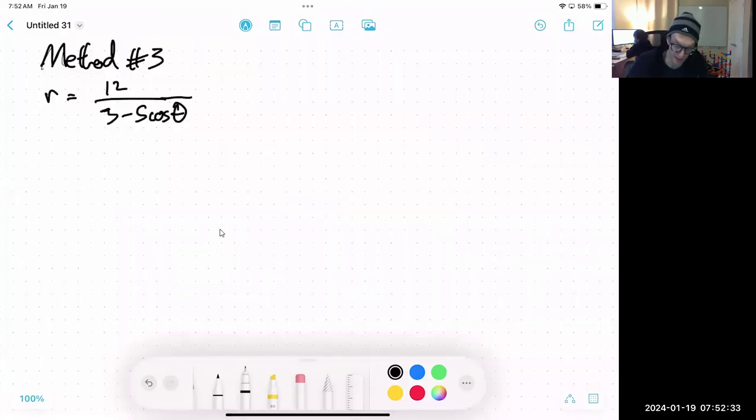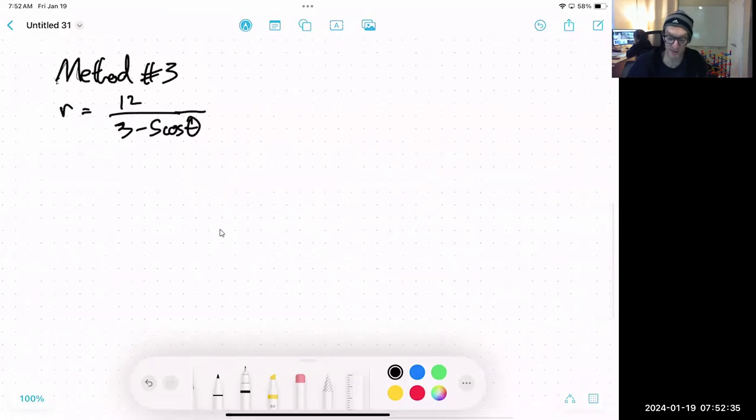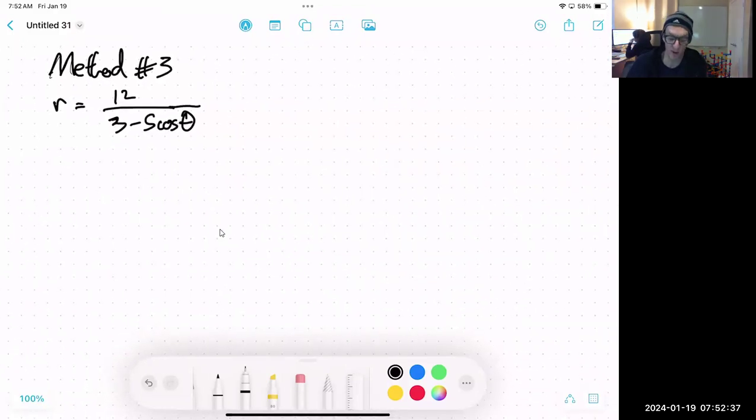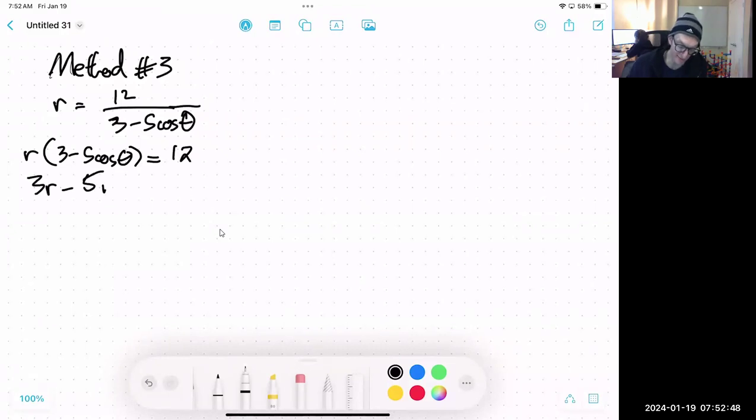You just give me the polar equation, and now I'm just going to convert it to rectangular. How? Well, I'm going to multiply both sides by 3 minus 5 cosine theta and get rid of fractions. That seems like a good thing to do. And then I'm going to multiply through. So I get 3r minus 5r cosine theta equals 12.